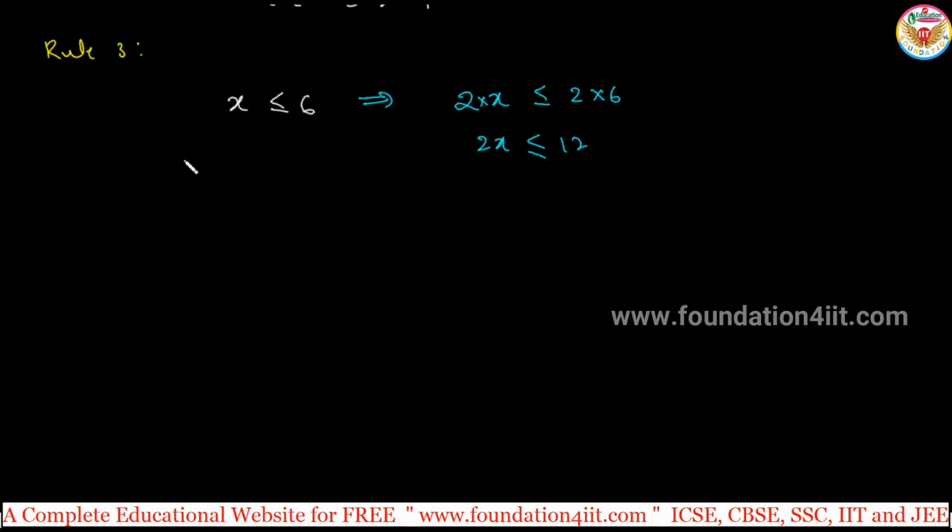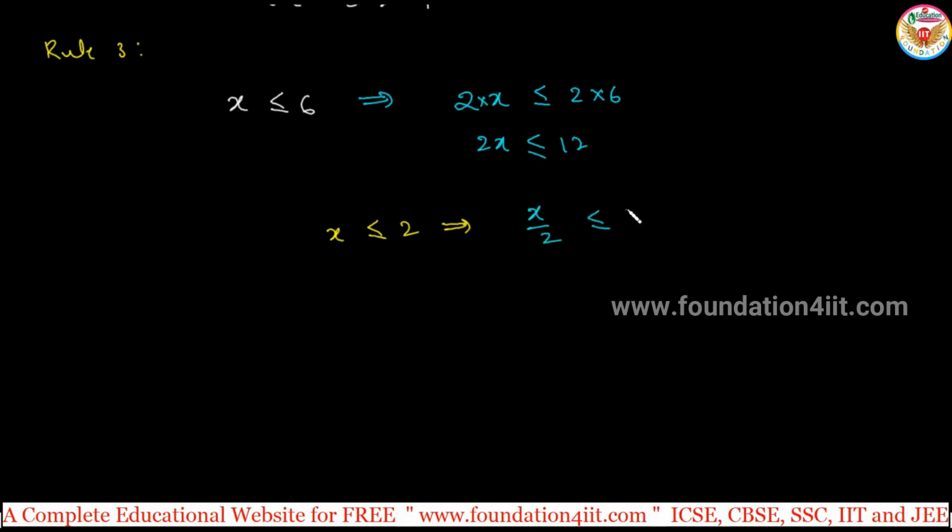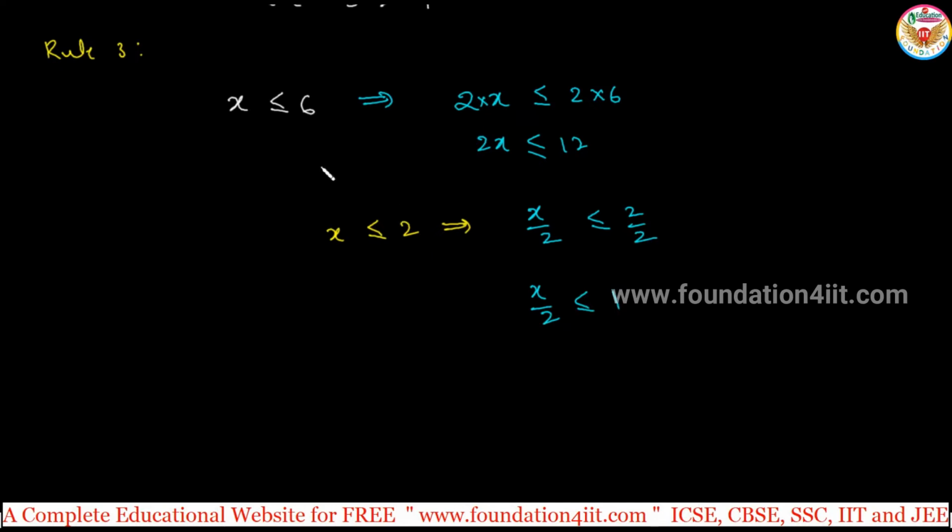Not only multiplication, even division. For example, x is less than or equal to 2. Divide by a positive number: x divided by 2 is less than or equal to 2 divided by 2, then x divided by 2 is less than or equal to 1. That means if each term of the inequation is multiplied or divided by the same positive number, the inequality sign does not change.